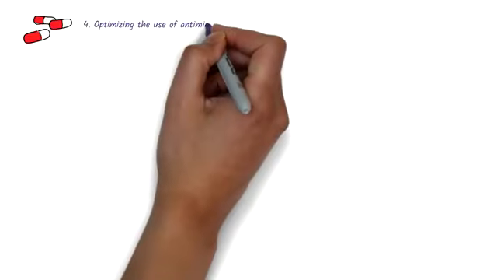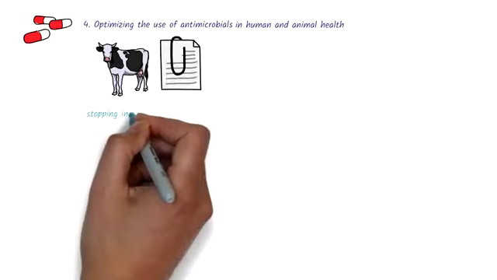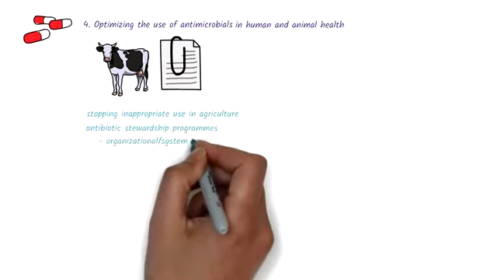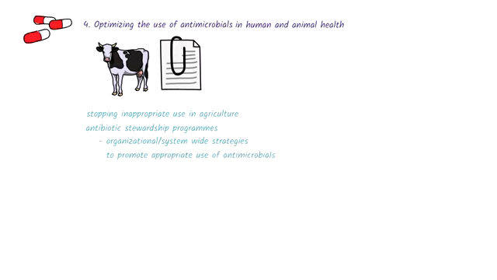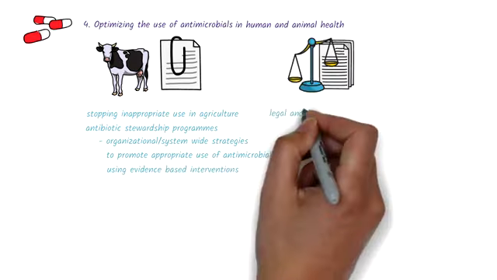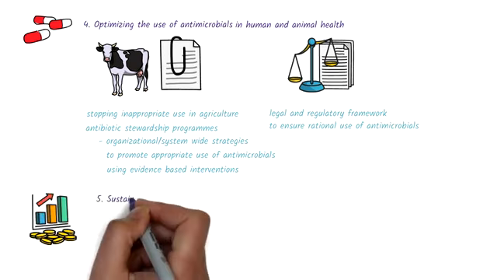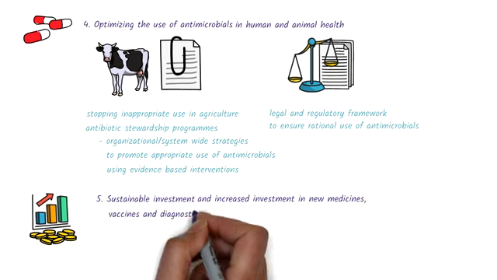Optimizing the use of antimicrobial agents in humans and animal health. These include, at an industry level, stopping the inappropriate use of antimicrobials in agriculture, having antimicrobial stewardship programs, which are organizational or system-wide healthcare strategies to promote the appropriate use of antimicrobials through the implementation of evidence-based interventions. And at a national level, having a strong legal and regulatory framework to ensure the rational use of antimicrobials in animals and humans. Ensuring sustainable investment and increasing investment in new medicines, vaccines, and diagnostic tools.